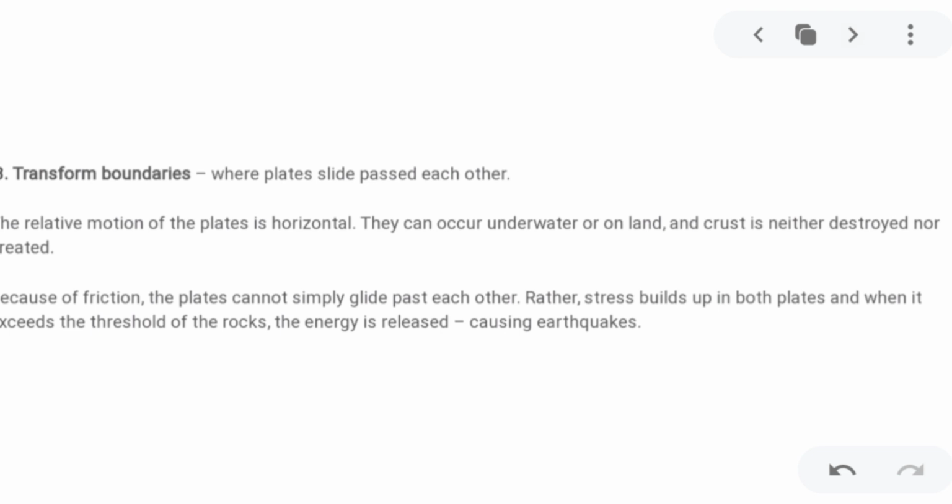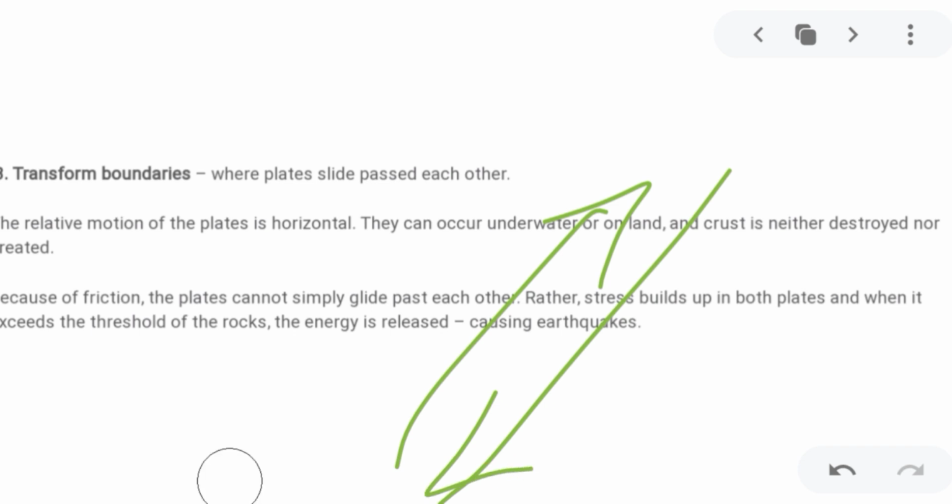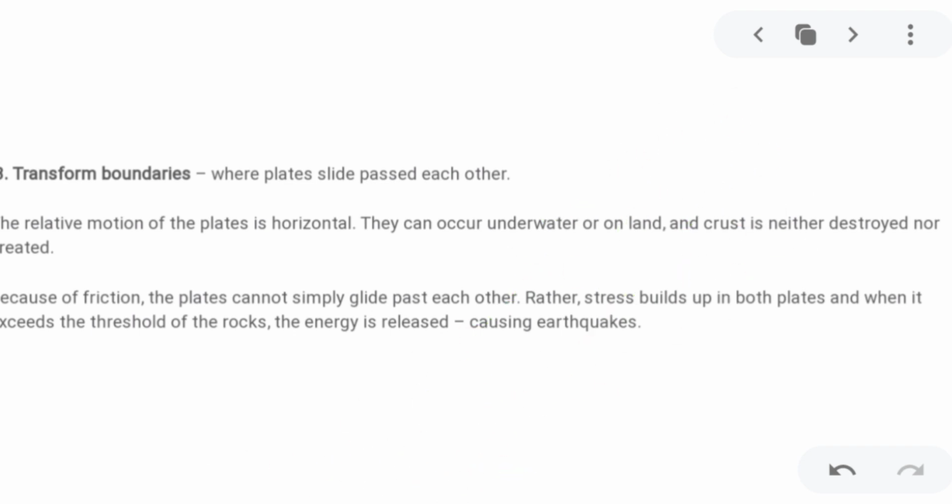Next, we have here the transform boundaries. Transform boundaries are plate boundaries where plates slide past each other. So, nag-slide, papunta dyan, tapos yung isa papunta rito, slide lang. And then, the relative motion of the plates is horizontal, hindi siya vertical, but it is horizontal.